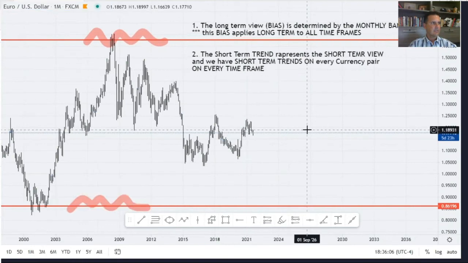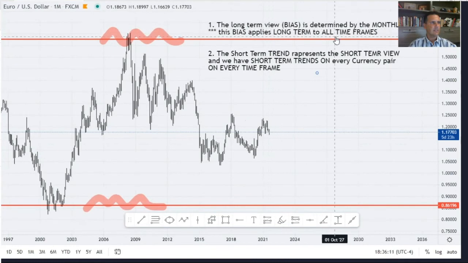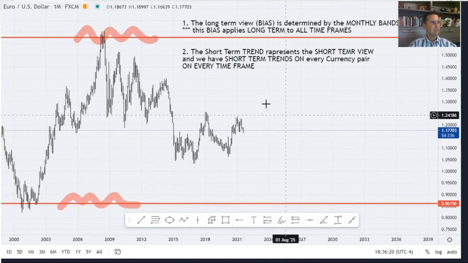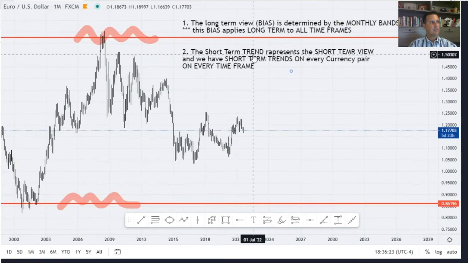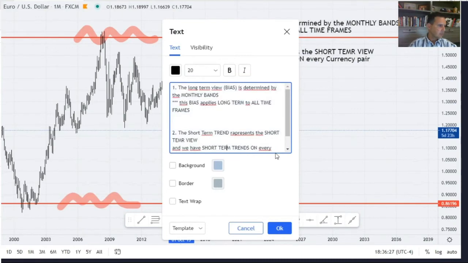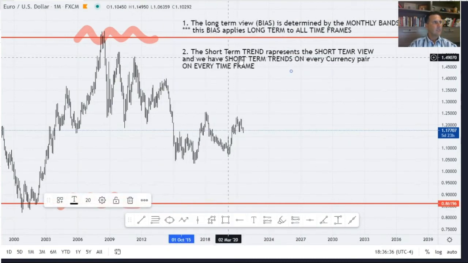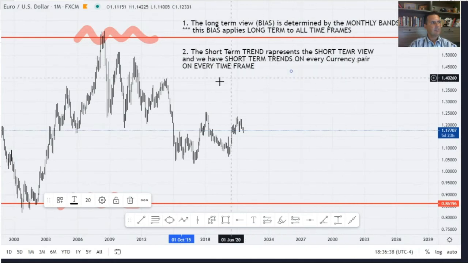Okay? Beginner traders, I want you to understand that the long-term bias is determined by the monthly bands, and this bias applies long-term to all time frames. And the short-term trend represents the short-term view. Short-term represents short-term view, and we have short-term trends on every currency pair, on every time frame.